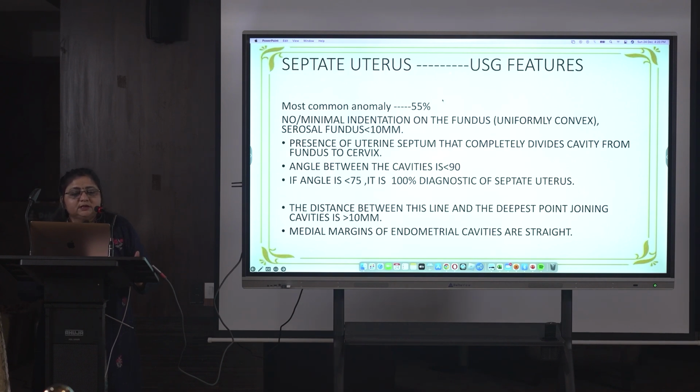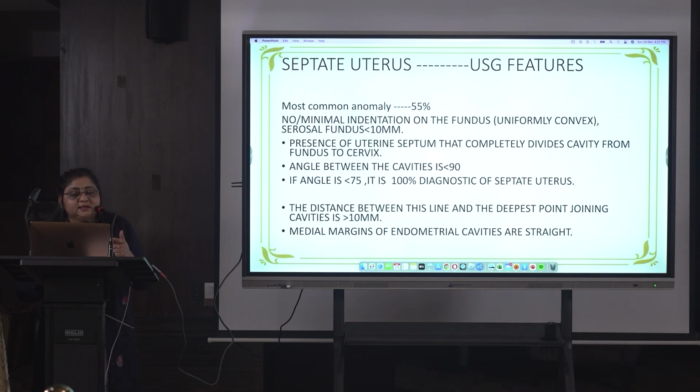So septate uterus is the most common variety found, and it is the most common anomaly. 55% of the women will present with the septate uterus. No or minimal indentation on the serosal fundus, uniformly convex, and presence of uterine septum that completely divides the cavity from fundus to cervix. Angle between the cavities is 90 degrees. If the angle is less than 75, it is almost 100% confirmed that it is a septate uterus.